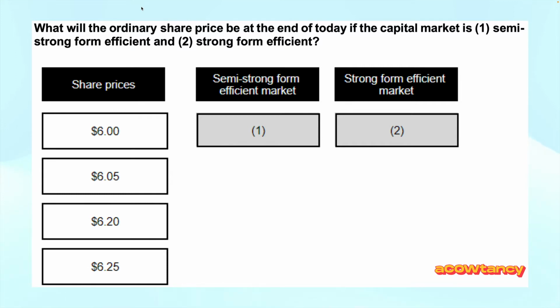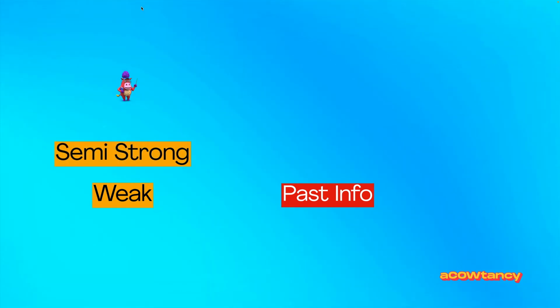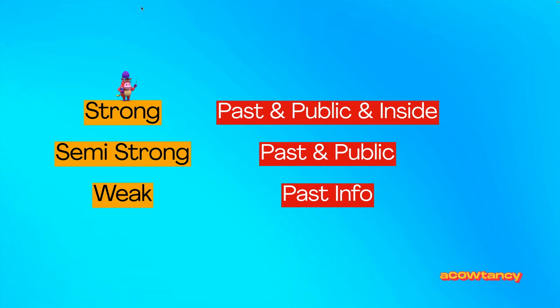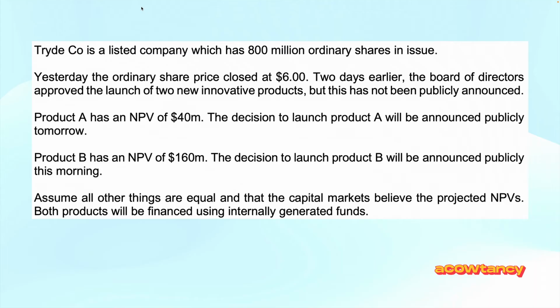Let me remind you about market efficiency then. If you've got a weak market, that market's prices only show past information. If you've got a semi-strong market, which most stock exchange markets are, the share price will show you the past and the public information. That's what it's aware of. But if it was a strong market, it would know the past information, the public information, and the inside information. Its share price would know everything. Okay, so that's the knowledge.